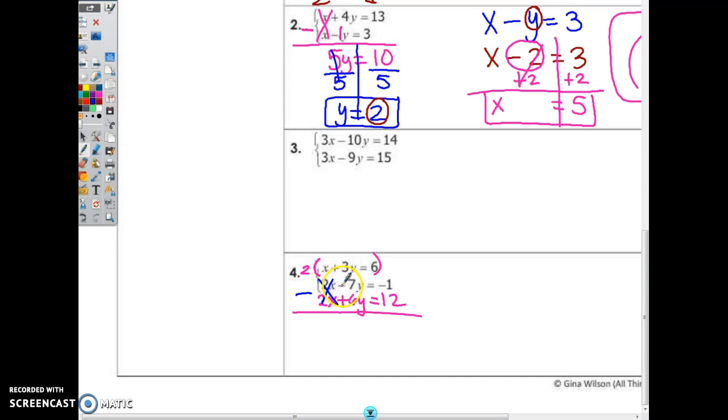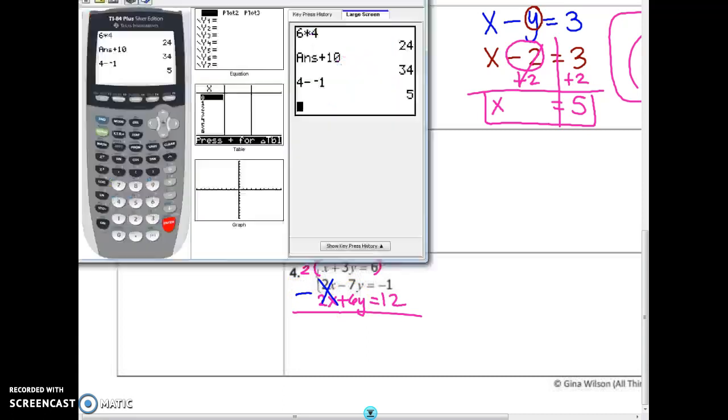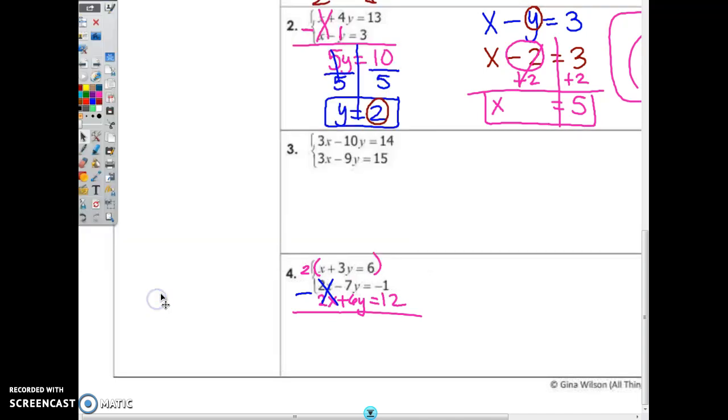So then you do negative 7 minus 6. So in the calculator, negative 7 minus 6 gives you a negative 13. Y equals, and then now we have negative 1 minus 12. Negative 1 minus 12 gives you a negative 13. Okay, so what's the next step? Divide by negative 13 on both sides. And what does that give you? Y equals 1. Right?